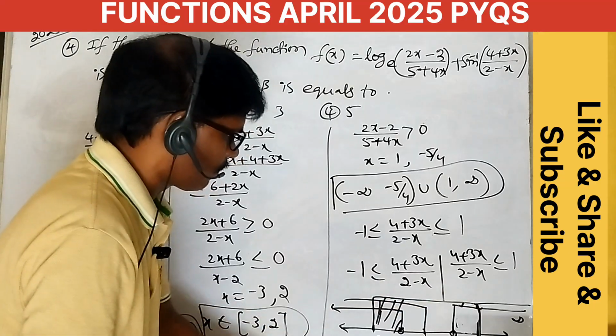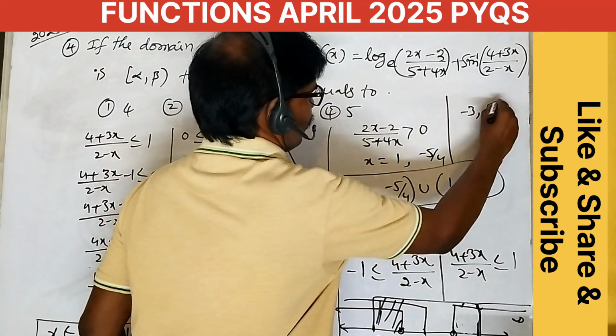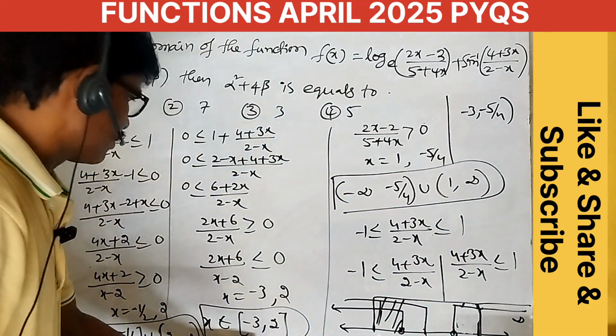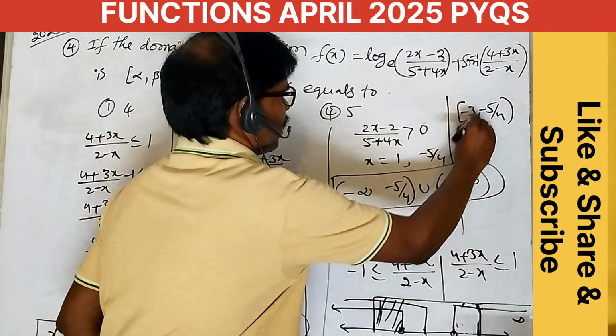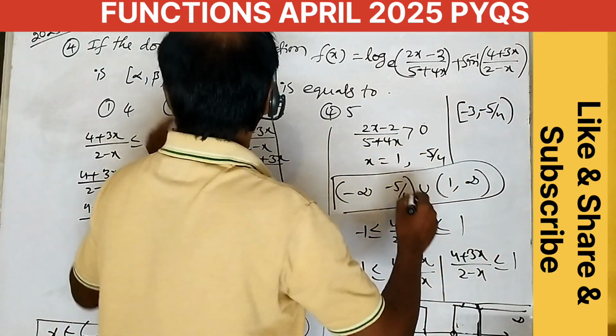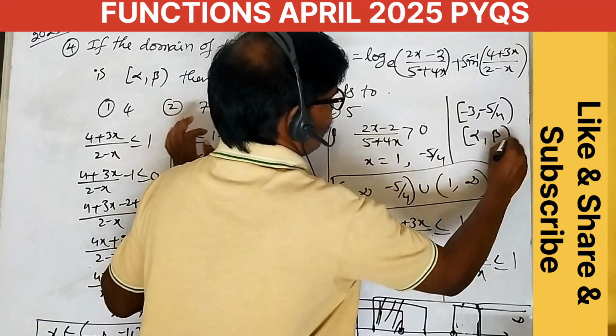Next, the common part is minus 3 comma minus 5 by 4. Minus 3 is a closed interval, and minus 5 by 4 is an open interval. Here write alpha comma beta: alpha is the closed end and beta is the open end.